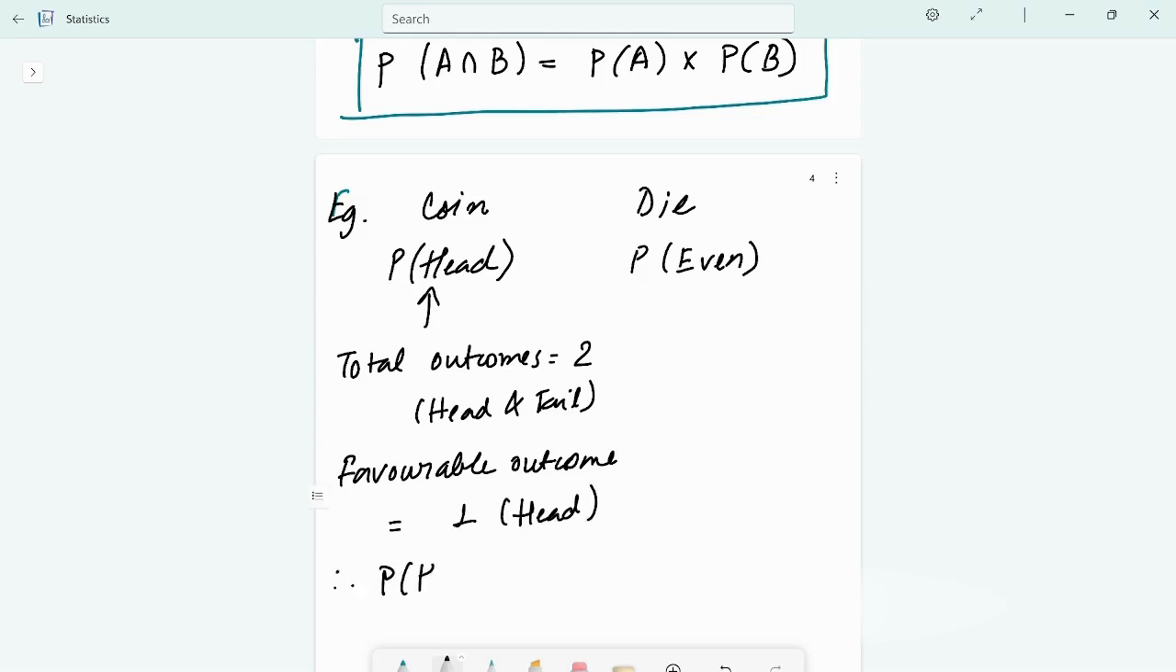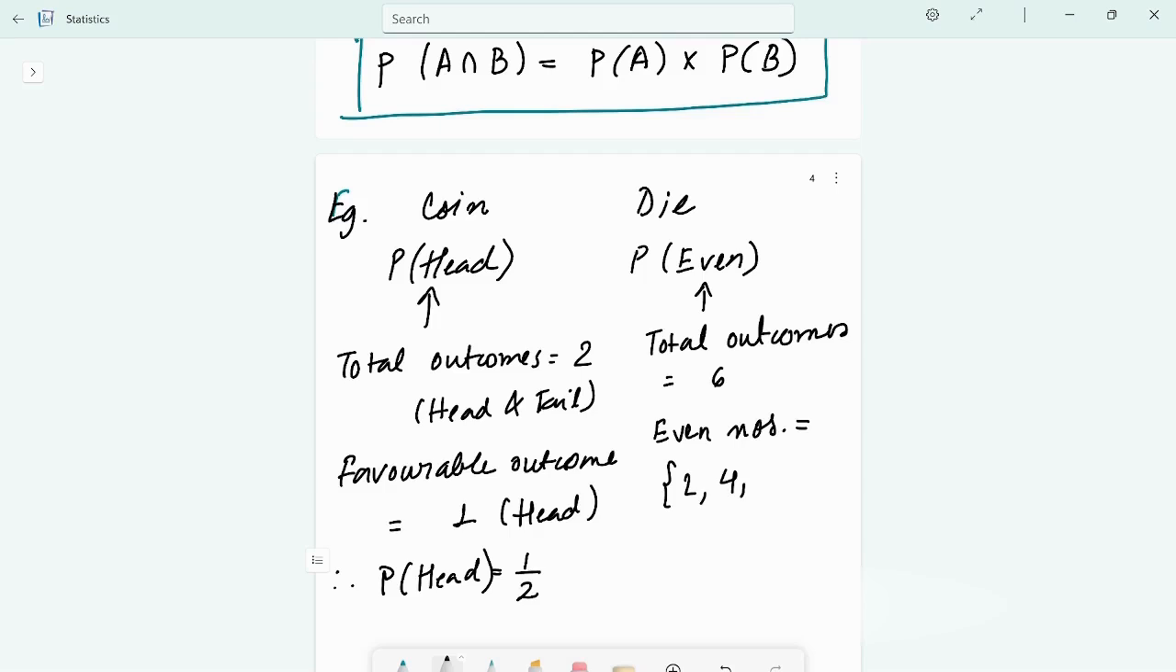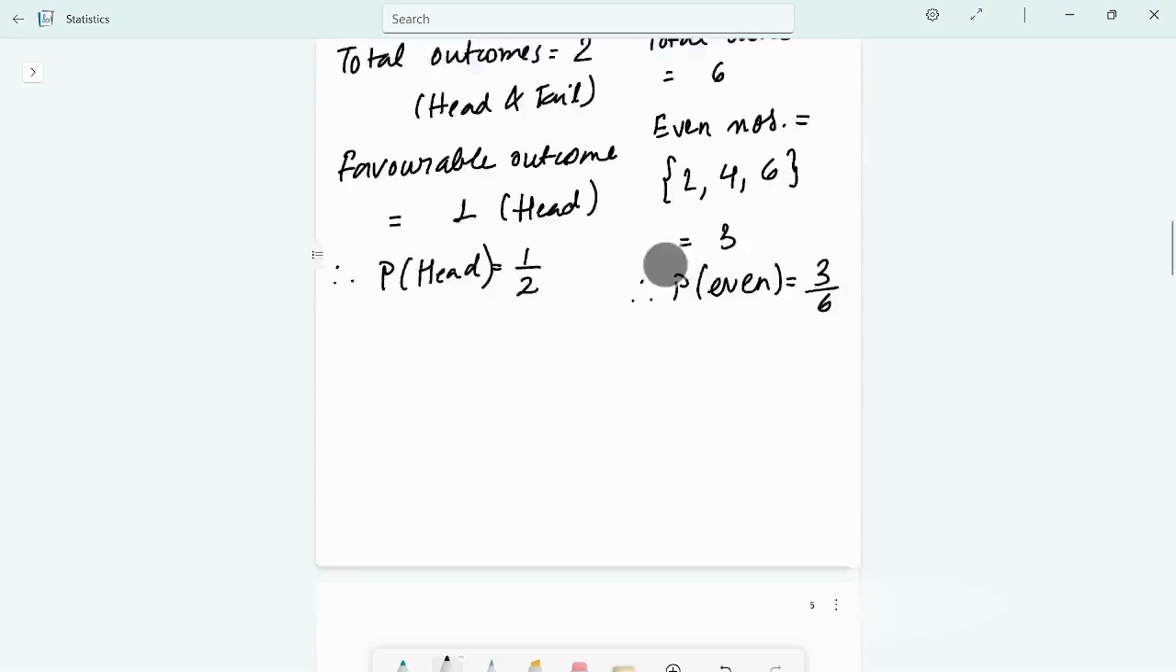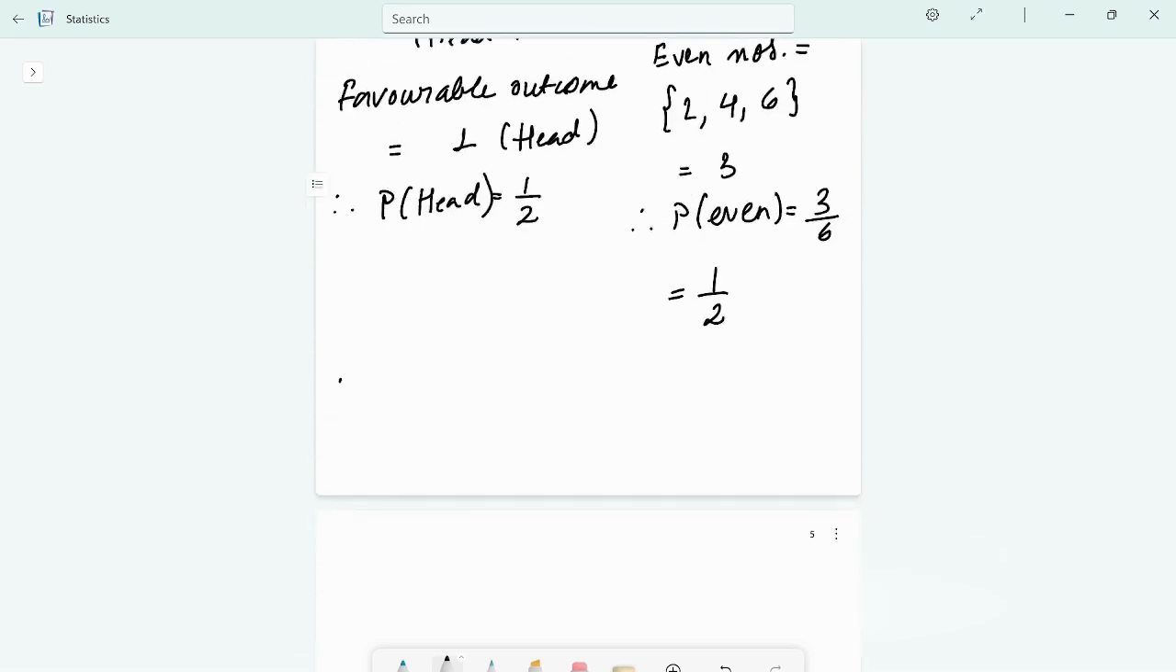Therefore, probability for getting head is 1 by 2. Here, total outcomes for a die, when it is rolled, will be 6. And how many even numbers are there? 2, 4, and 6, which is 3. Hence, probability of getting an even number is 3 by 6, which is 1 by 2. Hence, the probability should be 1 by 2 into 1 by 2, which is 1 by 4, or 0.25. And this is our answer.